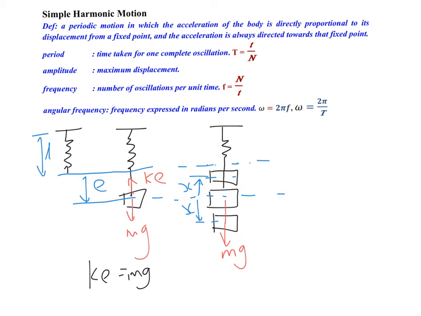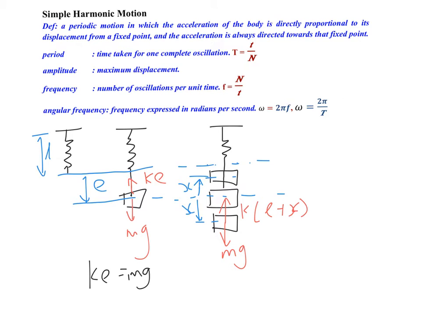and then now the restoring force of the spring will be k. Now notice the extension now is e plus x. So the total extension is e plus x, therefore the restoring force is k(e plus x). Now if we examine which force is bigger, we will notice that obviously k(e plus x) is bigger than mg, because the extension here is bigger than this extension.